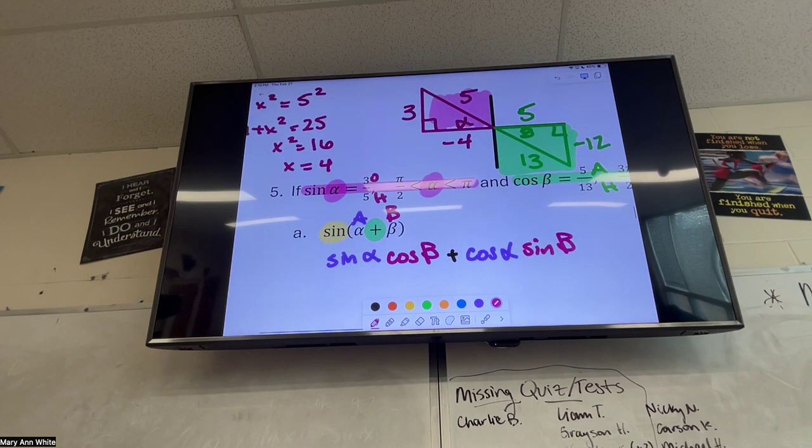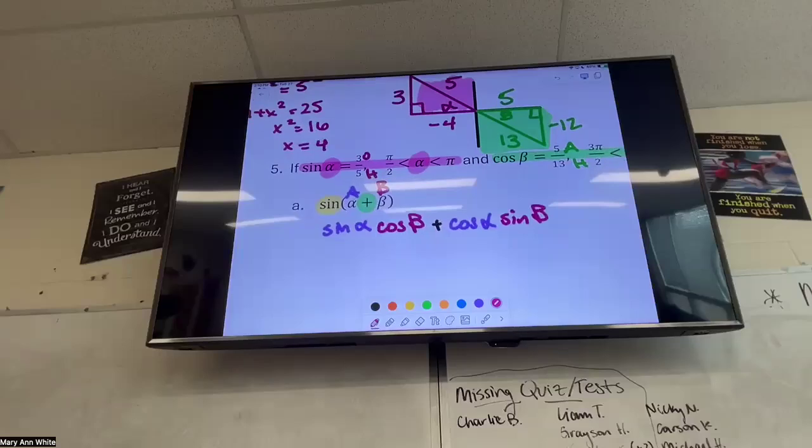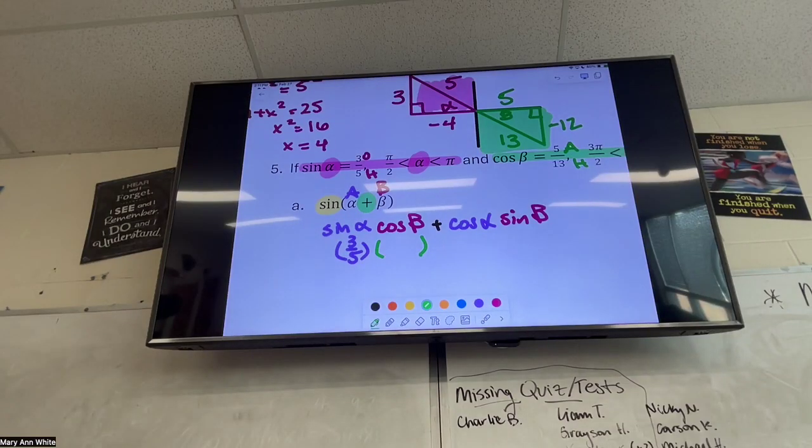Do you replace it with like opposite over hypotenuse? So now, instead of sine of alpha, we're going to go to our alpha triangle and do our sine. Would it just be 3/5? 3/5. Sorry, my color coordination is a little off. Then for cosine beta, we're going to go to our beta triangle and do our cosine there. What's that? Cosine is adjacent over hypotenuse, so it's just going to be 5/13.